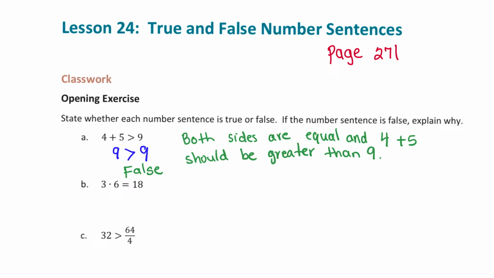Okay, let's look at the second one. 3 times 6 equals 18. And even when you read it, you can kind of figure the answer, right? 3 times 6 is 18. We have the equal sign, and both sides should be the same. And the answer is true. Both sides should be equal.